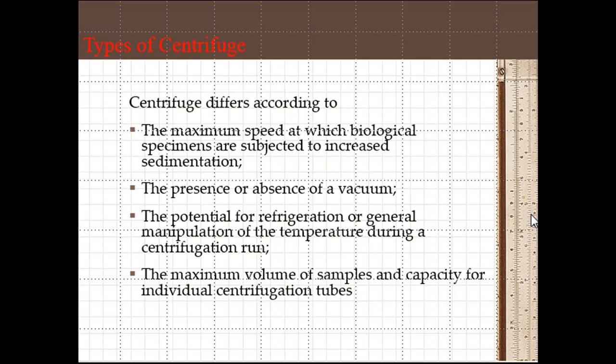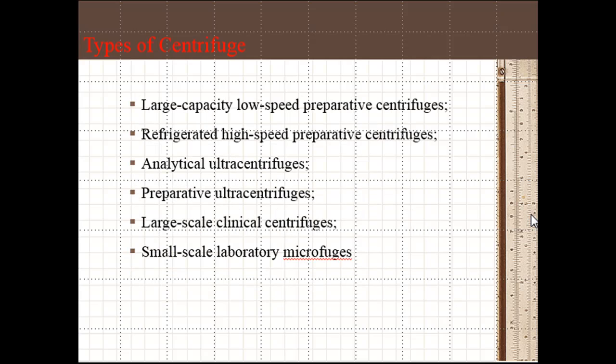Requirement of a centrifuge differs according to the maximum speed at which biological specimens are subjected to increased sedimentation, the presence or absence of a vacuum, potential for refrigeration or general manipulation of temperature during the centrifugation run, and the maximum volume of a sample or capacity for individual centrifugation tubes.